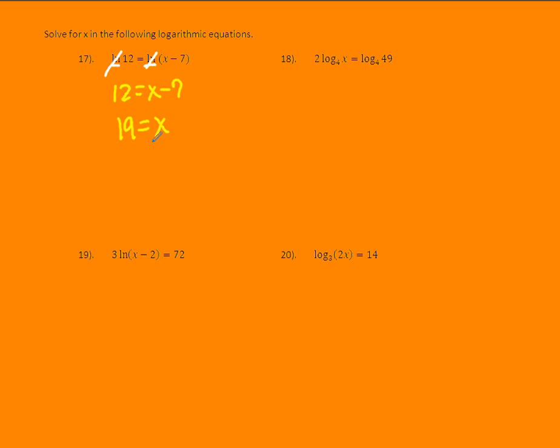Number 18. What we want to try to do first, there's a number out in front, so let's first look, can I divide? Well, dividing gives me absolutely nothing, so I'll ignore dividing. The other option, though, when I have a number out in front, is that it's the same as if it was on the inside as an exponent. So I can rewrite this as log base 4 of x squared equals log base 4 of 49. So now I have two logarithms by themselves. They're both of the same base, log base 4, so I can just ignore them and look at the inside. x squared equals 49. That means x should equal, when I take the square root, plus or minus 7.